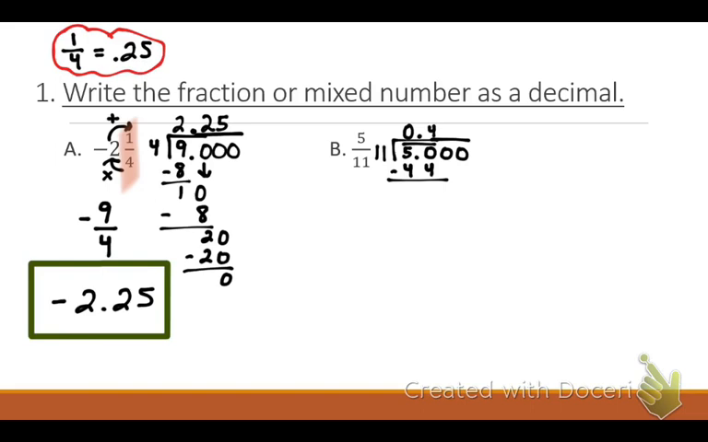50 minus 44. 6. Okay, if you need to, you can borrow. 10 minus 4 is 6. Okay, now we're comparing. Is the 6 smaller than that 11? Yes, it is. So now we're going to bring down the 0. Can an 11 go into a 60? How many times? 5 times. Put that 5 at the top. 5 times 11? 55. Subtract 60 minus 55.